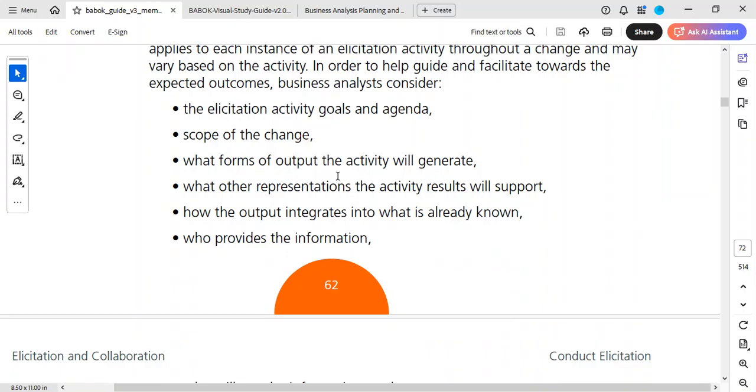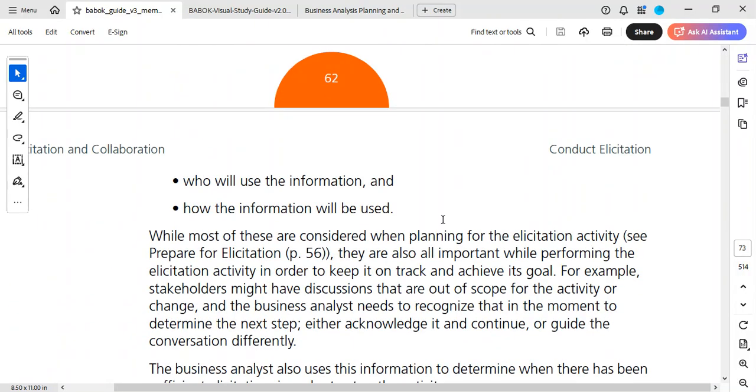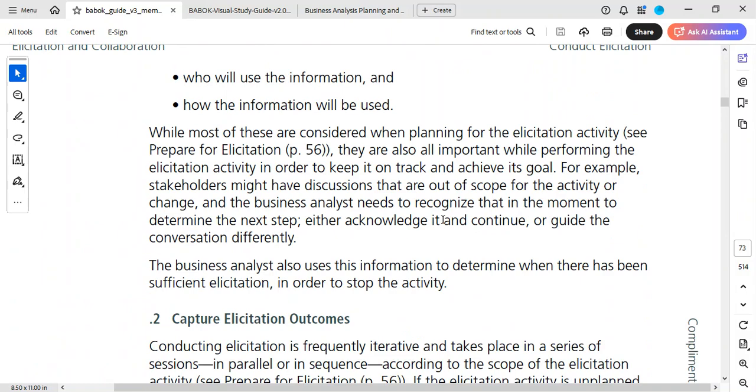What forms of output the activity will generate? What other representations the activity results will support. So apart from this, are there other things whatever we are doing would support? How the output integrates into what is already known. Who provides the information? Who will use the information? And how the information will be used?